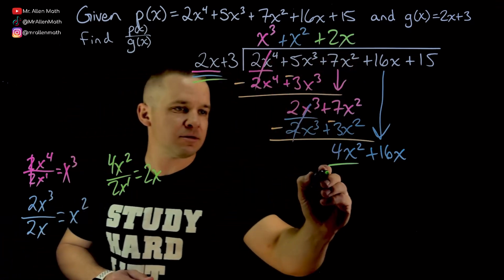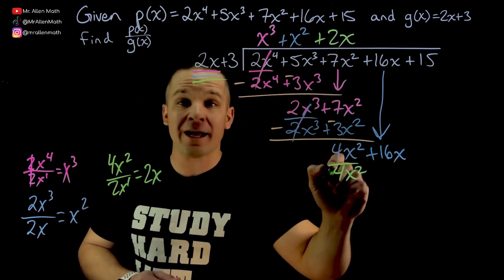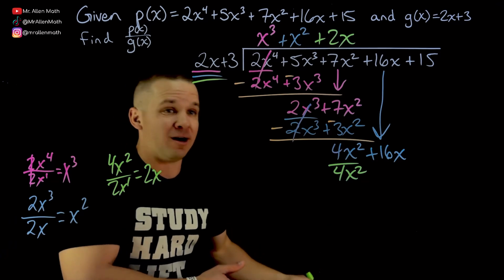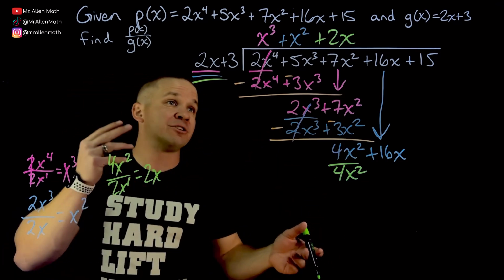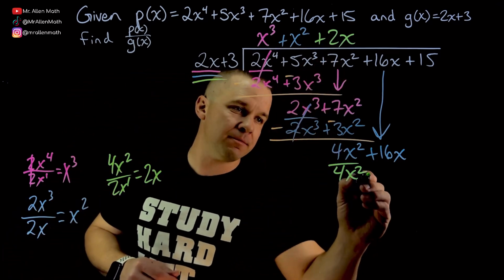2x times 2x, 4x squared. These two match. They always will, or you did something wrong, because they got to cancel out when we draw the line and change the sign. 2x times 3 is 6x.